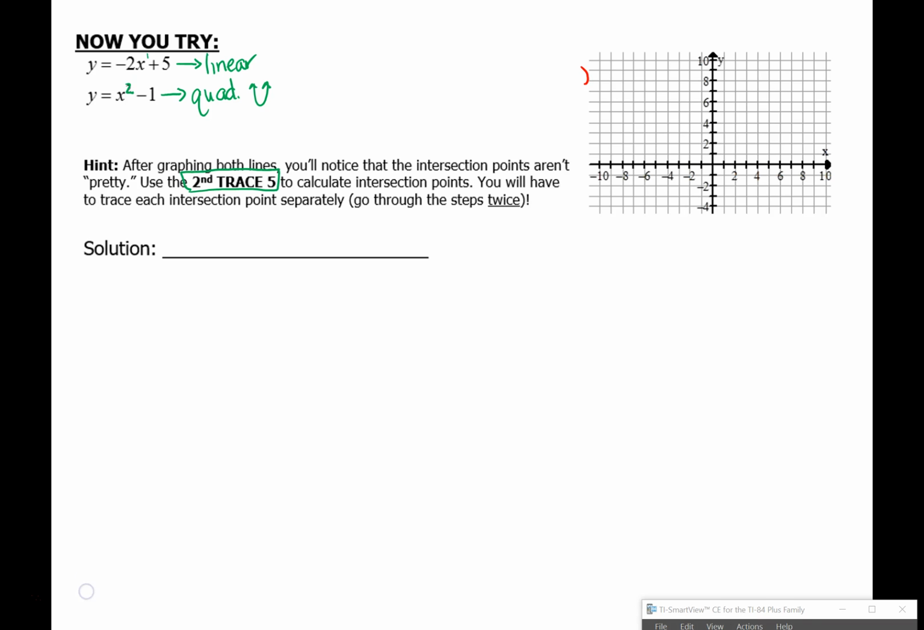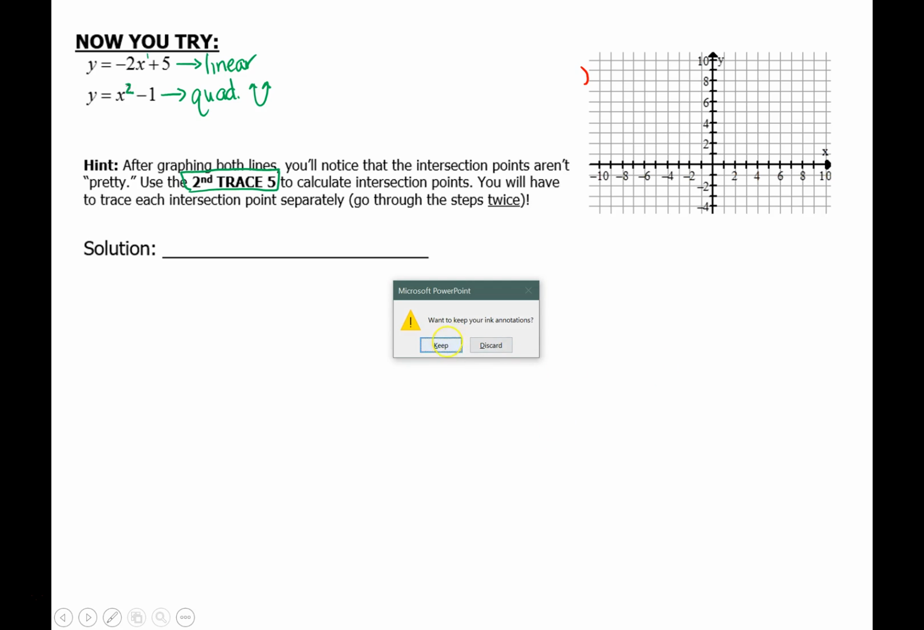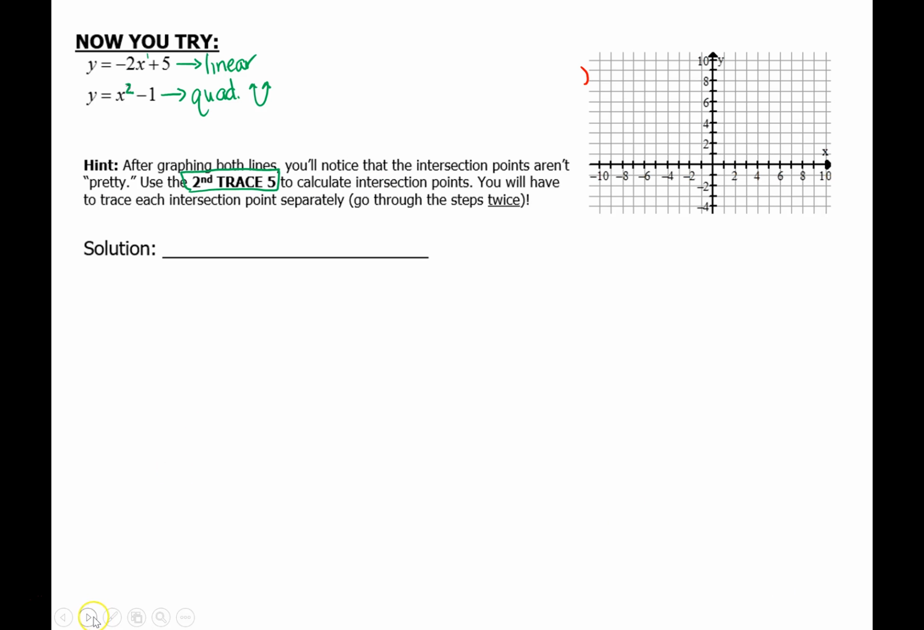Okay, so hopefully you've paused and have tried that problem. So we are going to advance to the next one, if I can figure out what's going on with my computer here. Give me just a second. All right, there we go. It got a little bit glitchy.